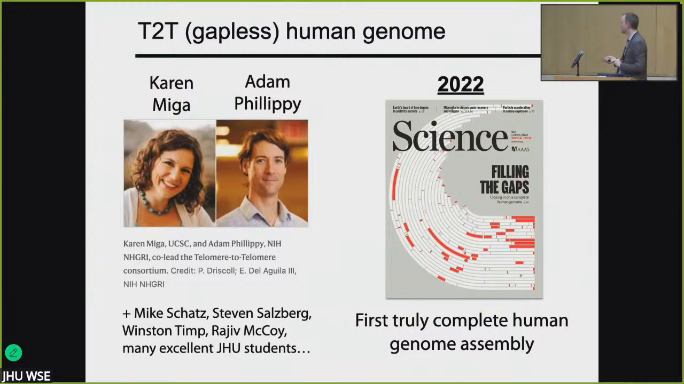And indeed, this picture here is actually a diagram showing all the gaps that were in the original draft human genome sequence, but that they filled in this new sequencing effort. So everything that's red here is an example of something that was basically missing for many, many years from the references that we were all using to study you and other people. Okay, and this was a project led by Karen Miga and friend from graduate school, Adam Phillippy. And it was a project that included many, many other people, including Mike Schatz, who's sitting right there, and others here at Johns Hopkins, including Johns Hopkins students. Okay, and so in 2022, we got our first truly gapless human genome assembly.